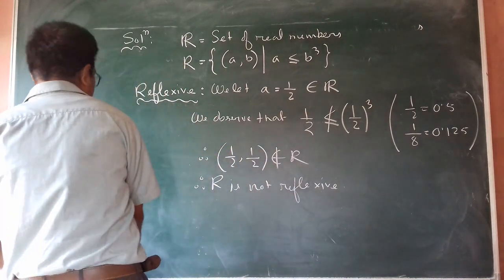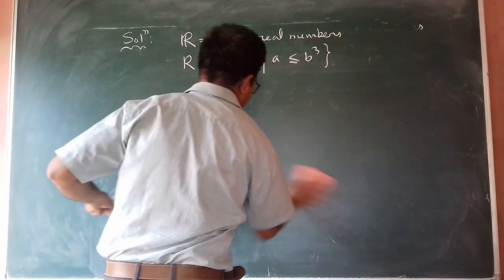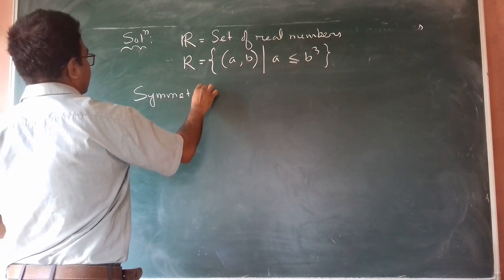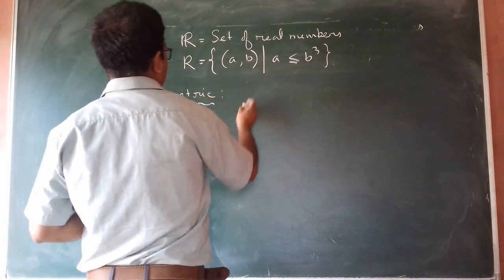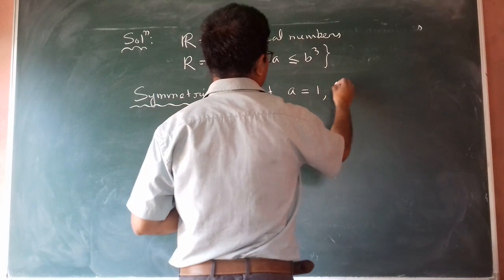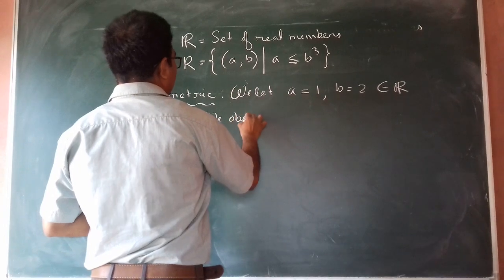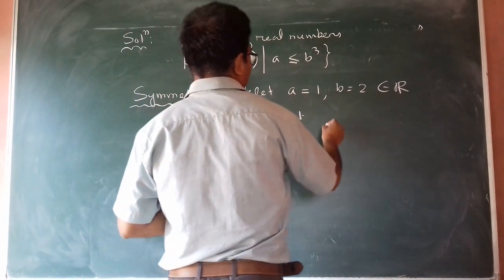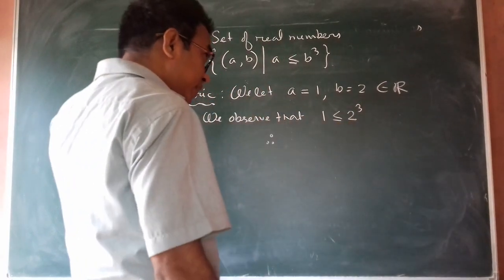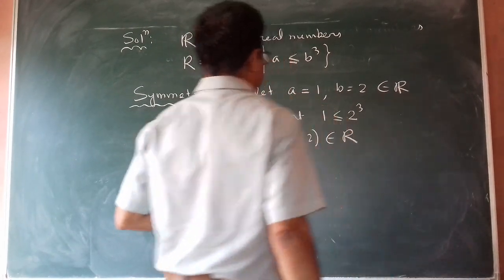Now symmetry. We let a equal to 1, b equal to 2, both are real numbers. We observe that 1 is less than or equal to 2³. Therefore 1 is less than or equal to 8, so the condition is satisfied. So (1, 2) belongs to the relation.